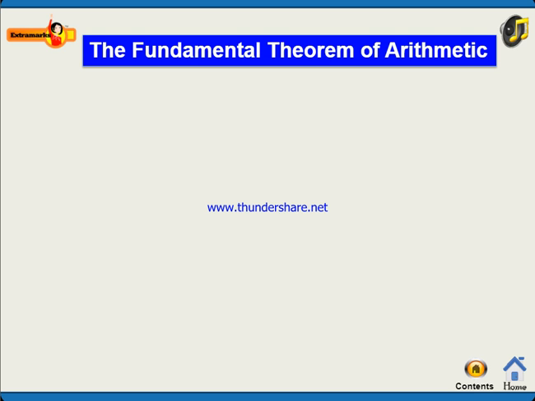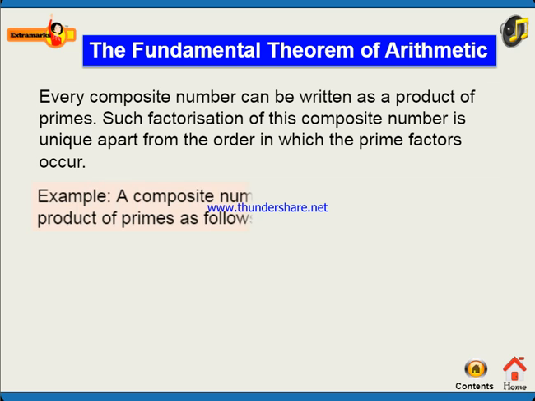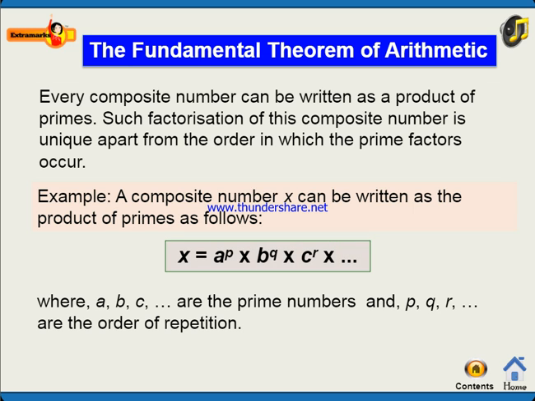The fundamental theorem of arithmetic says that every composite number can be written as a product of primes. Such factorization of this composite number is unique, apart from the order in which the prime factors occur. For example, a composite number x can be written as the product of primes in the following way, where a, b, c, and so on are the prime numbers and p, q, r, and so on are the order of their repetition.